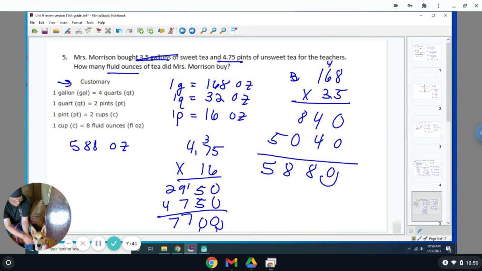And move my decimal twice. So it's 77. So we're going to do 588 plus 77. And you get 665 fluid ounces. Oops, 64. This is supposed to be 76. I added wrong. But I apologize. I was off slightly.